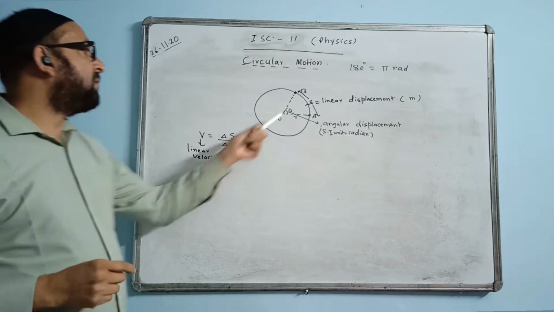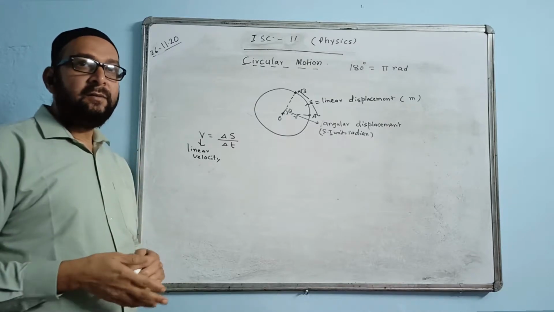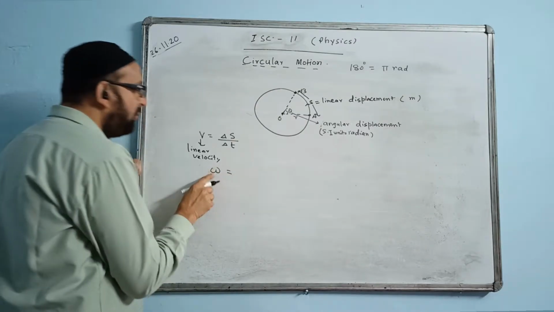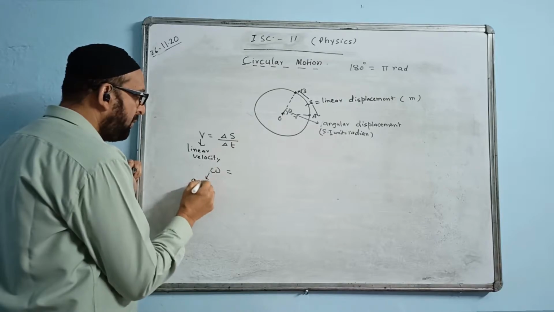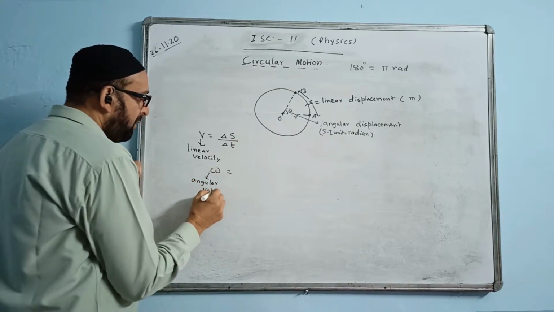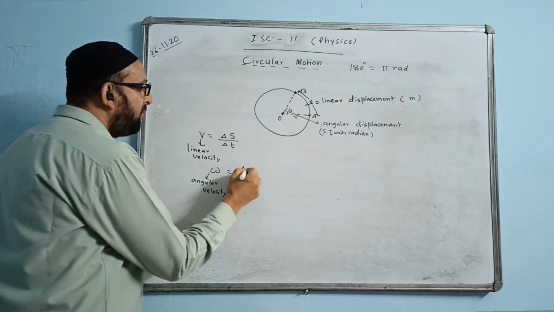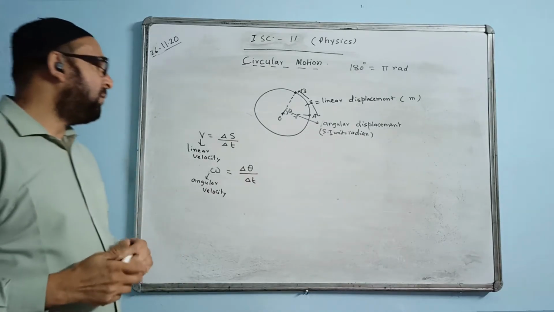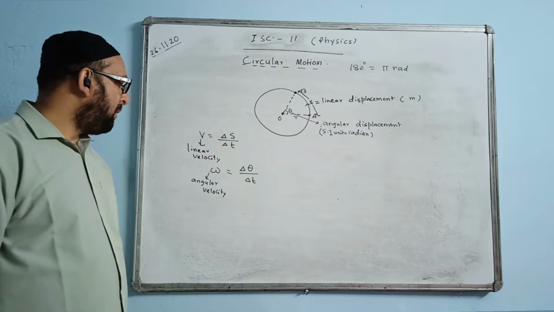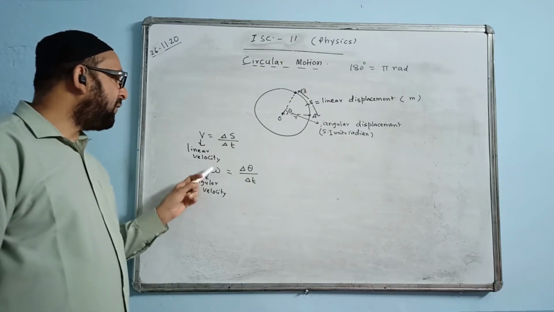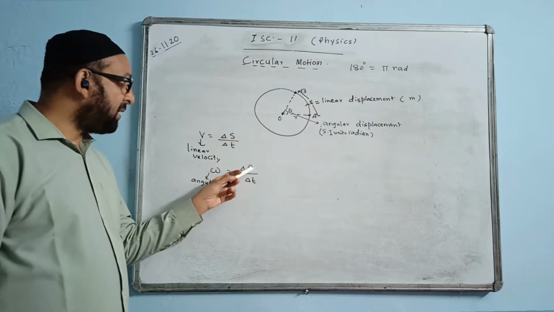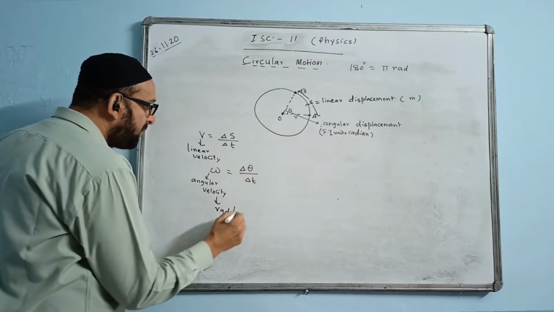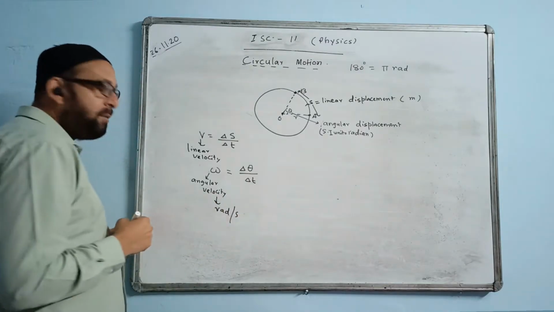In the same way, because of the angular displacement, there will be a velocity which is called angular velocity. That is denoted by the symbol omega. Omega means angular velocity. The formula for omega is delta theta by delta t, means change in angular displacement upon time. What will be the SI unit of angular velocity? The SI unit of angular velocity will be radian per second. Theta is radian, remember, so the unit is radian per second. We write rad per second.